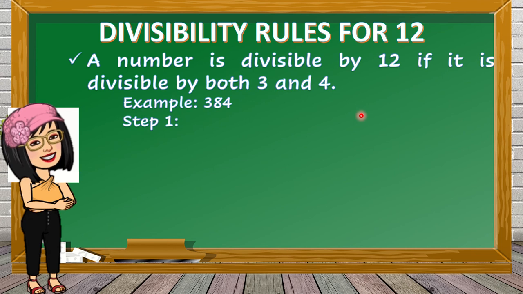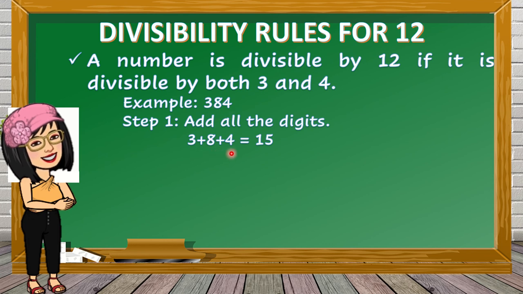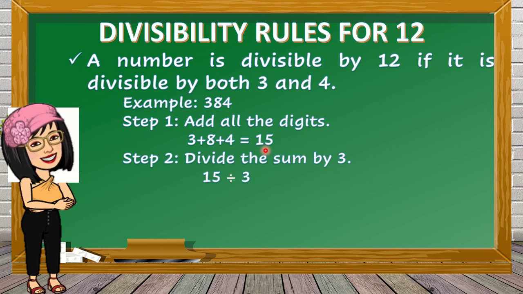Example, 384. Step 1, add all the digits. 3 plus 8 plus 4 equals 15. Walang sobra sa sagot. Step 2, divide the sum by 3. Ano yung sum niya? Yung sagot sa ini-add na mga digits ay 15. So, 15 divided by 3 equals 5, which is divisible by 3.